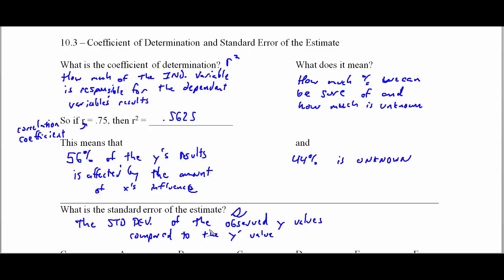Now, let's kind of remind ourselves what we're talking about with y and y prime. See, you have a line of best fit that tries to go through as many points as possible. It's definitely not going to be perfect.